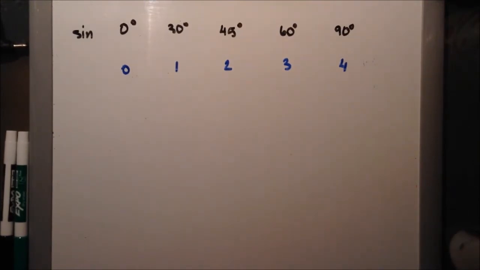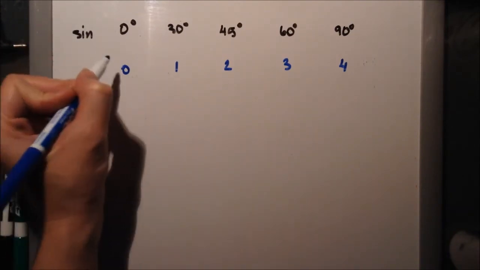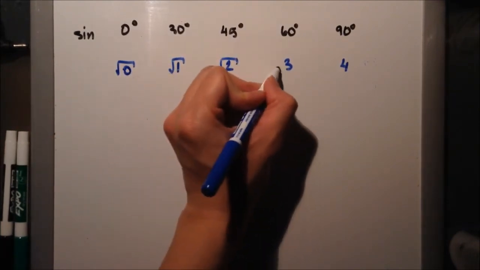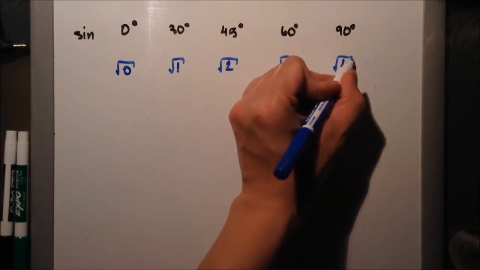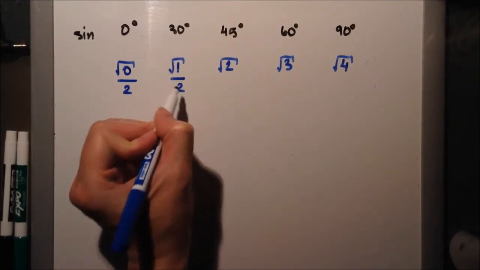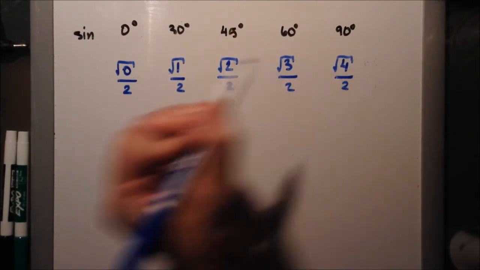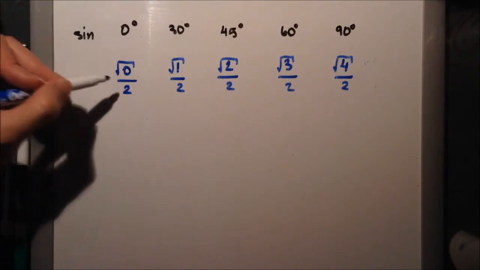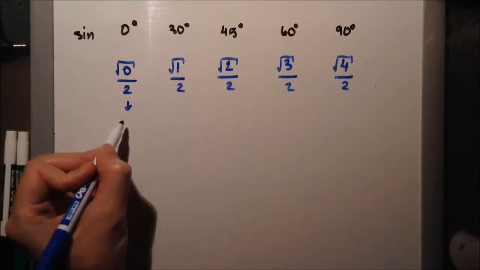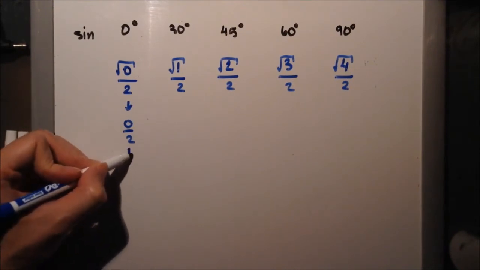Alright. Next, we're going to square root each number. And then after that, we're going to divide all the numbers by 2. So we're going to work one by one. Square root of 0, we can definitely simplify that. So it's going to be 0 over 2, which we will simplify as 0.